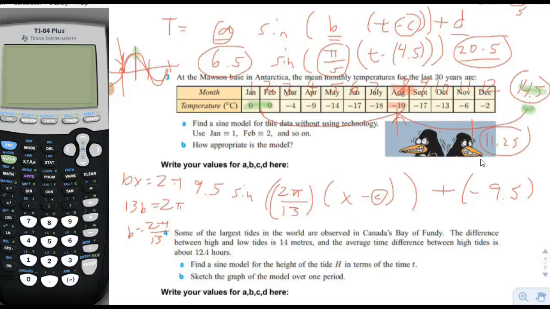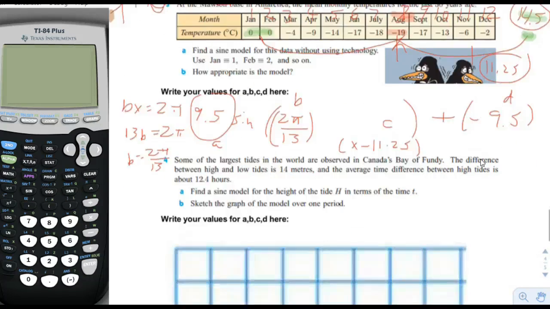So for C, we'll put 11.25. And that is the answer here. So the equation is 9.5 is A, 2 pi over 13 is B, C is 11.25, and D is negative 9.5.